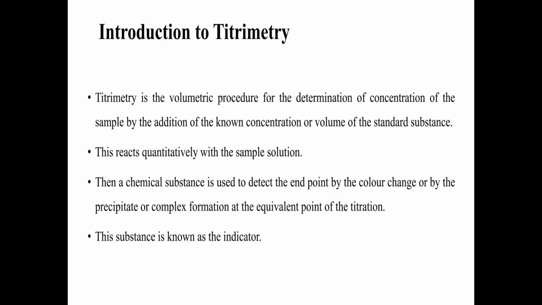So the first type and the first method is the titrimetric method. Now what is this titrimetric method? This method is a volumetric procedure for the determination of the concentration of the sample by addition of known concentration or volume of the standard substance.